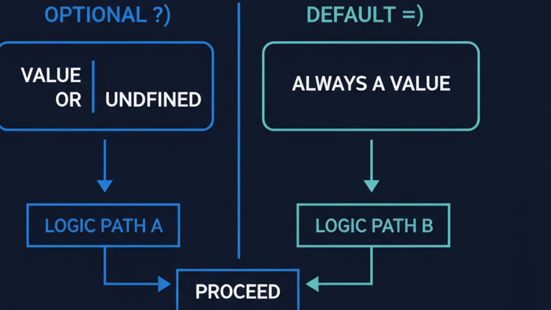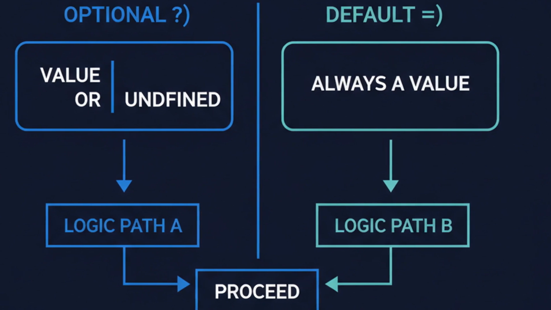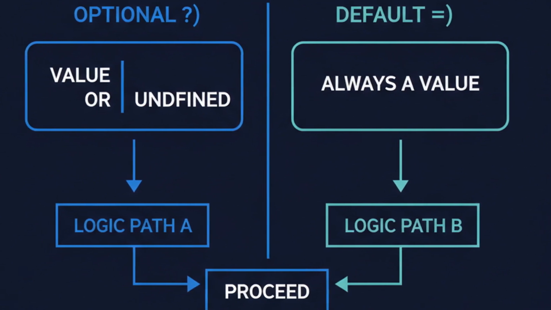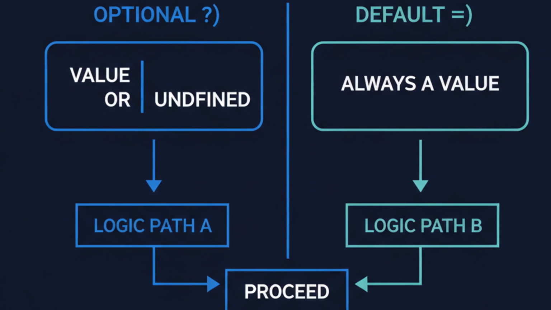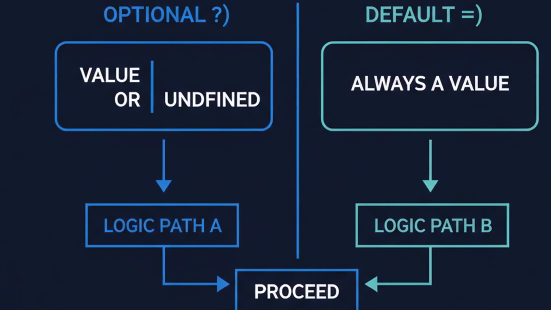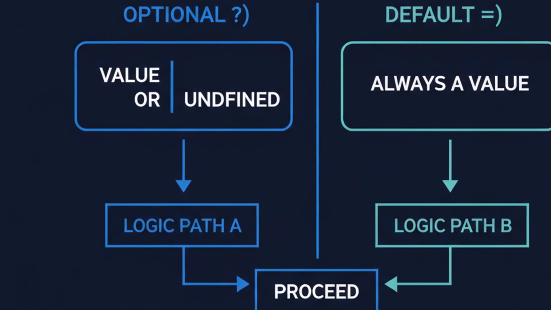Let's clear up the confusion between optional and default, because they feel similar but behave differently. An optional parameter can be undefined inside the function. A default parameter never is. It always has a value. So if you want a guaranteed fallback, use a default. If you genuinely want to allow undefined and handle it yourself, use optional. Pick based on what your function needs.